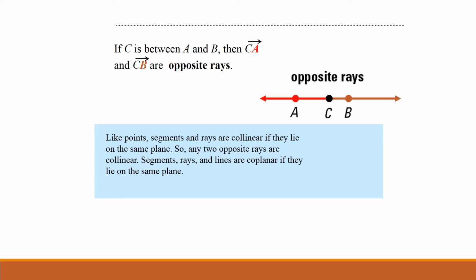Just like points, segments, and rays are collinear if they lie on the same line, so any two opposite rays are collinear. As I said, they're on the same line. Segments, rays, and lines are coplanar if they also lie on the same plane.